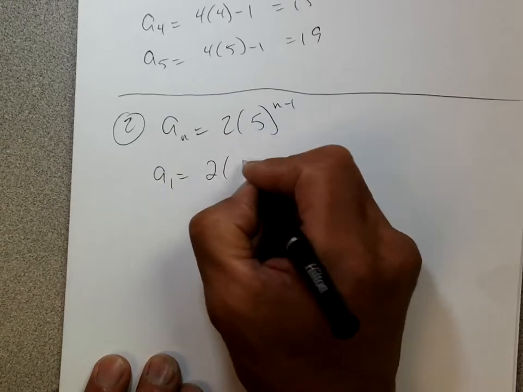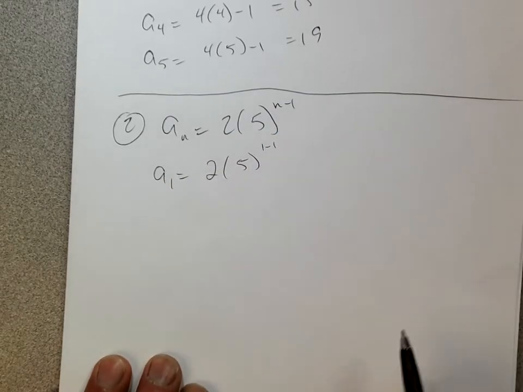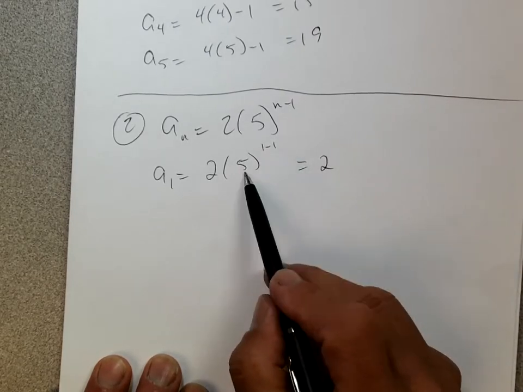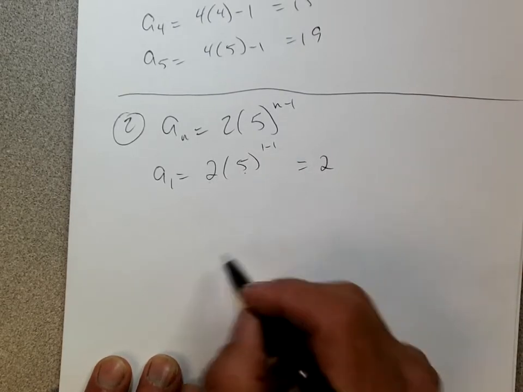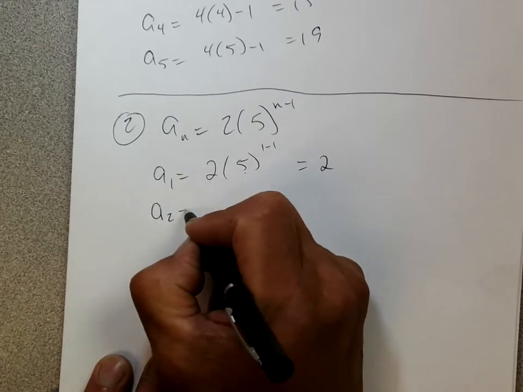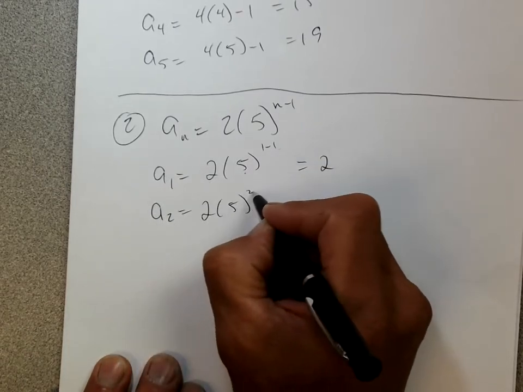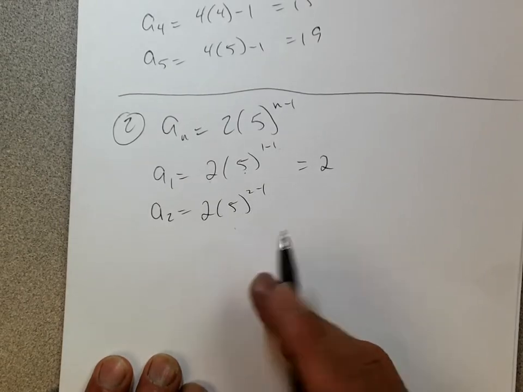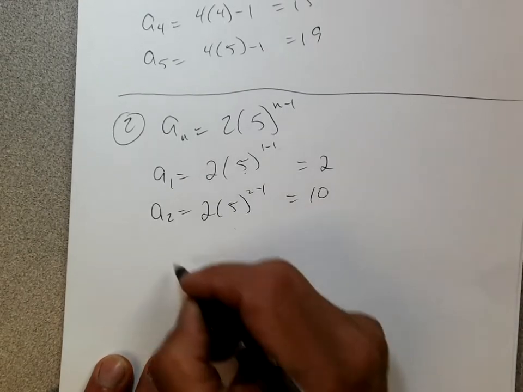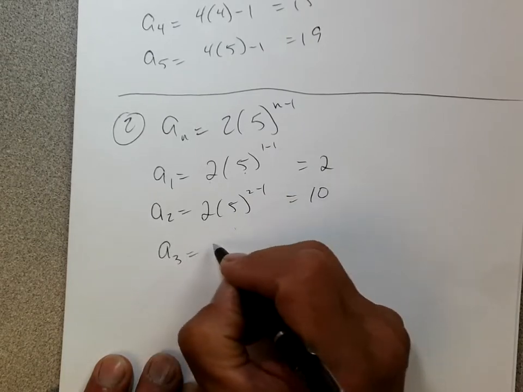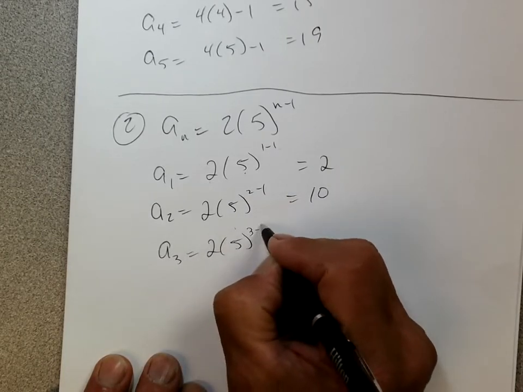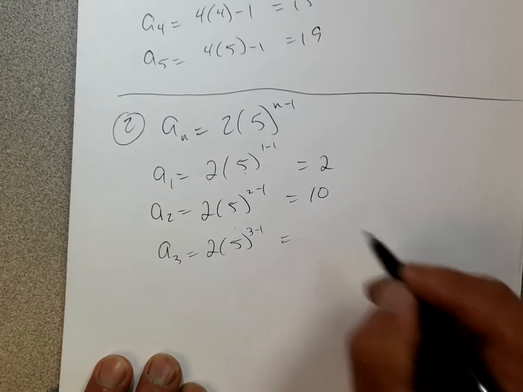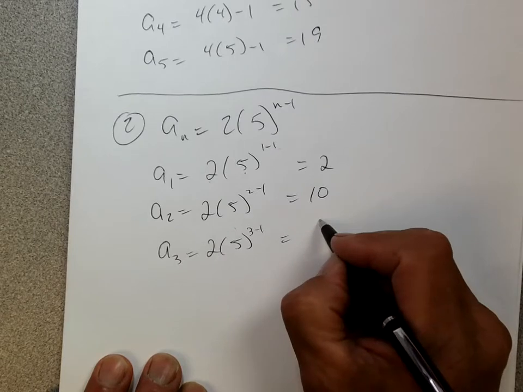A1, 2 times 5 to the 1 minus 1, which is going to be 2. Anything with 0 power is 1 times 2 is 2, okay? A2 is 2 times 5 to the 2 minus 1 power. 5 to the 1 power is 5 times 2 is 10. A3, 2 times 5 to the 3 minus 1 power. 5 squared is 25 times 2 is going to be 50.